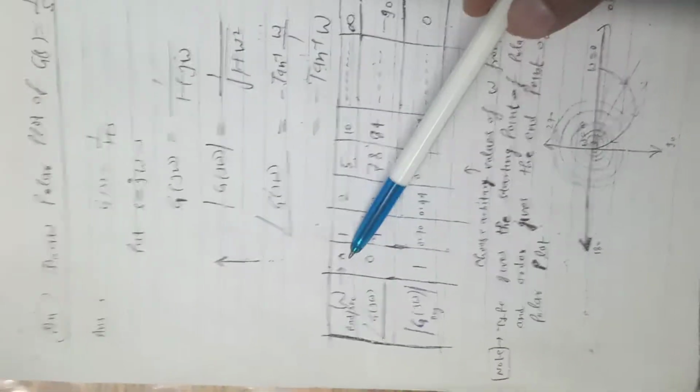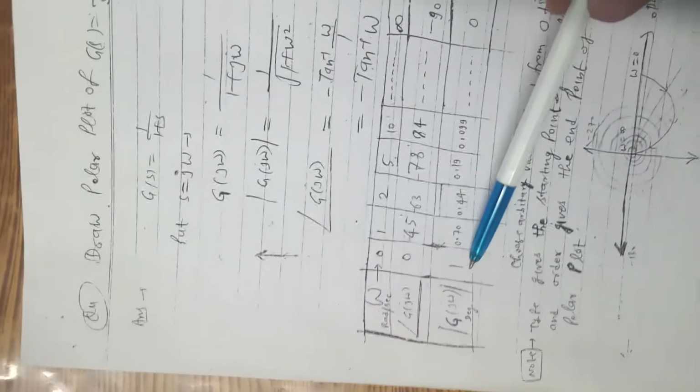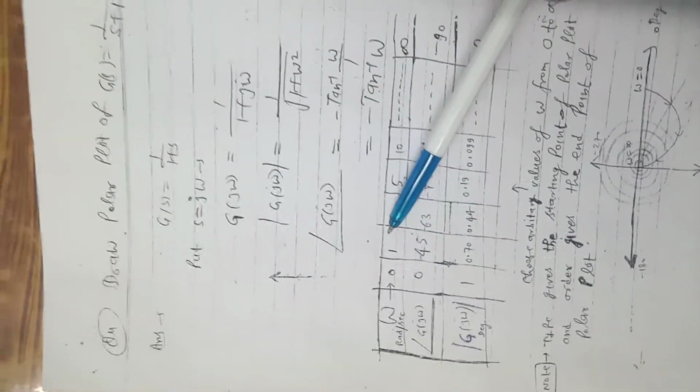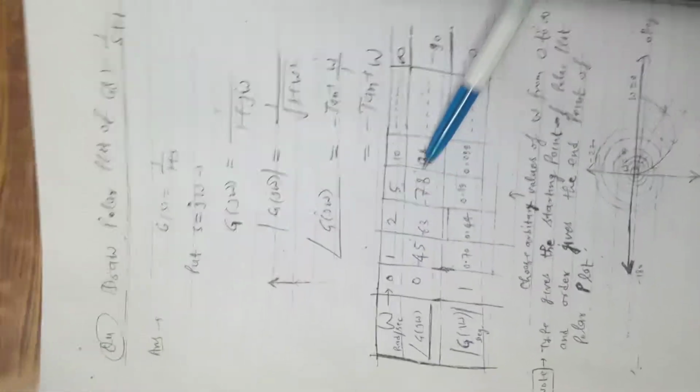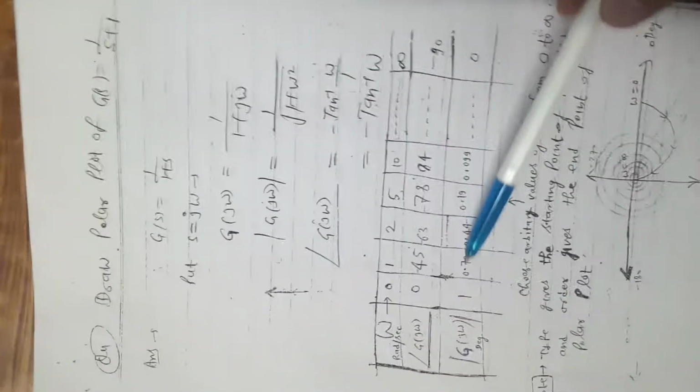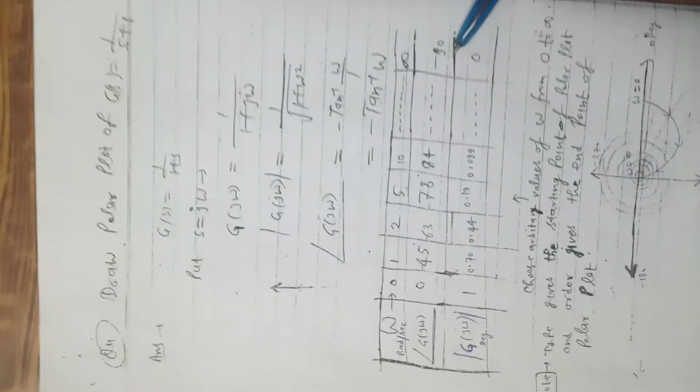When you put ω = 0 here, you will get phase 0. When you put ω = 1 here, you will get magnitude 1. Likewise, put ω = 1, 2, 5, 10 till infinity, and calculate phases and magnitudes. At infinity, your phase becomes minus 90 and your magnitude becomes 0.